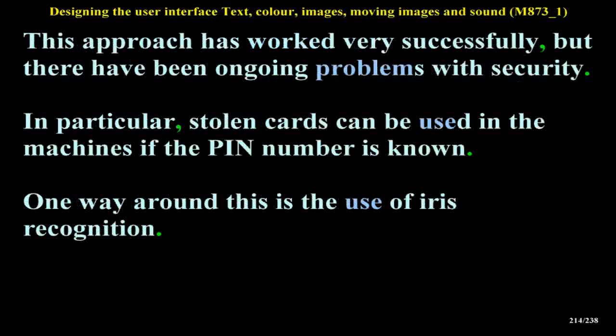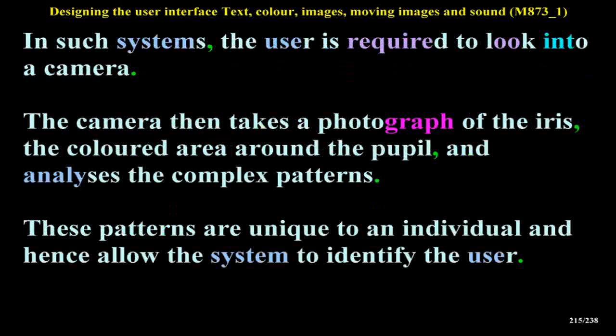This approach has worked very successfully, but there have been ongoing problems with security. In particular, stolen cards can be used in the machines if the PIN number is known. One way around this is the use of iris recognition. In such systems, the user is required to look into a camera. The camera then takes a photograph of the iris, the colored area around the pupil, and analyzes the complex patterns. These patterns are unique to an individual and hence allow the system to identify the user.